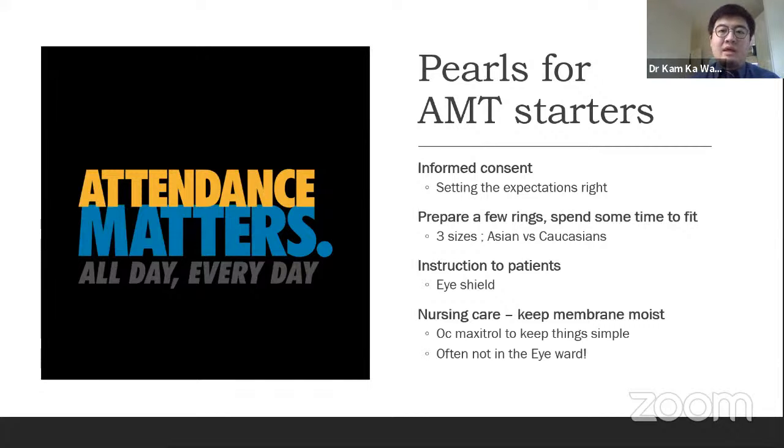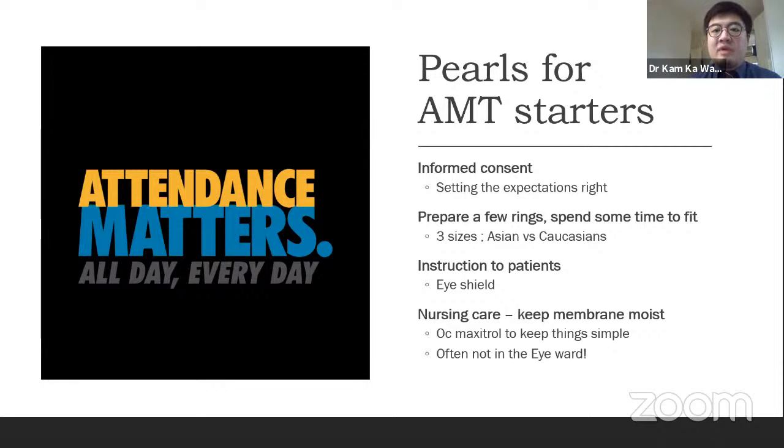So, a few pearls for AMT starters. If you're thinking about using amniotic membrane for your Stevens-Johnson patients, there are a few pearls. When you're taking the informed consent, you should set the expectations right. Which means that after putting on the amniotic membrane, the patient should expect a drop in vision, especially those without a corneal defect. However, you can tell the patient that the vision will eventually climb up as the defect starts to heal. Secondly, as I said in the beginning, there will be dry eye and MGD after amniotic membrane. So be prepared that this procedure will not cure everything and will not reverse the disease process.